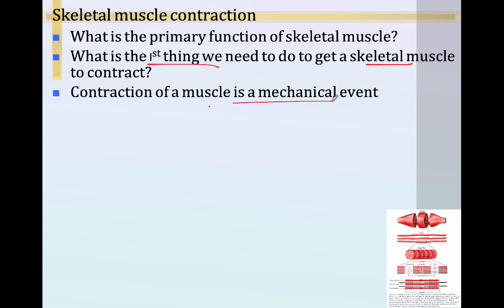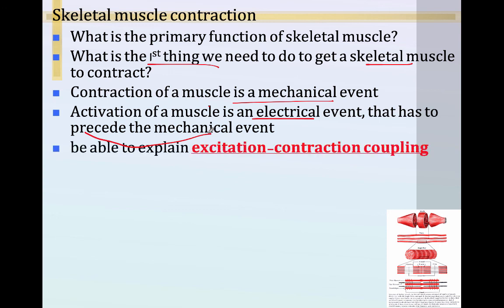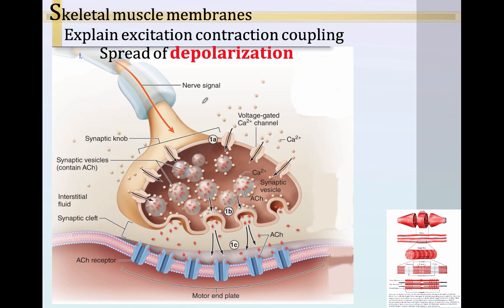Contraction of a muscle is a mechanical event. Activation of a muscle is an electrical event, and the electrical event has to precede the mechanical event, and so that's what leads to excitation-contraction coupling, and you need to understand what this is and what's going on here. And so here we can see the beginning of that.